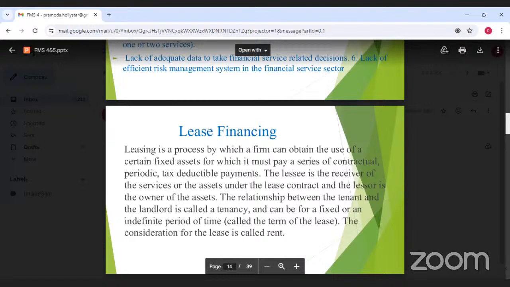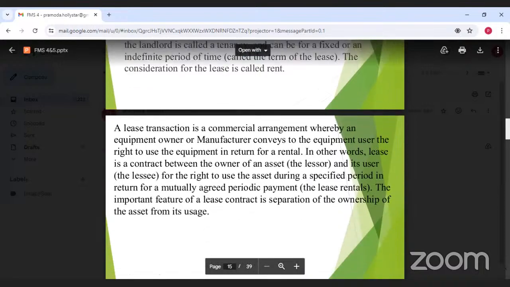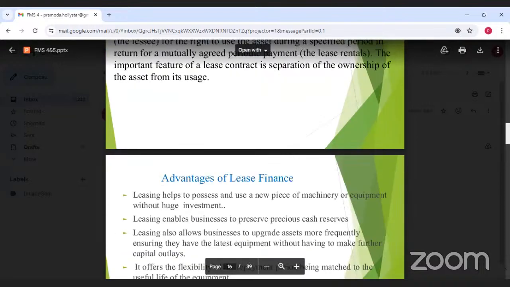That means in a lease agreement, there are two parties. One is the owner of the asset, and the second party is the borrower of the asset. The owner of the asset we call the lessor, and the borrower of the asset is called the lessee. Now let us come to what benefit both the parties are deriving from a lease contract.